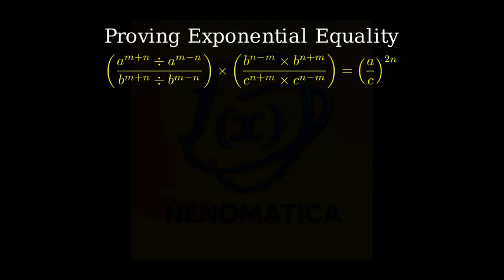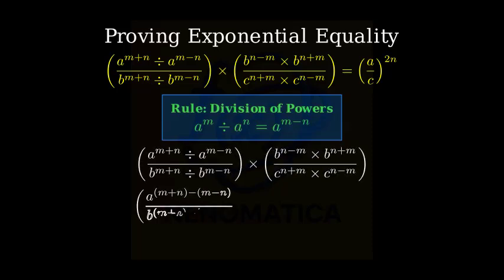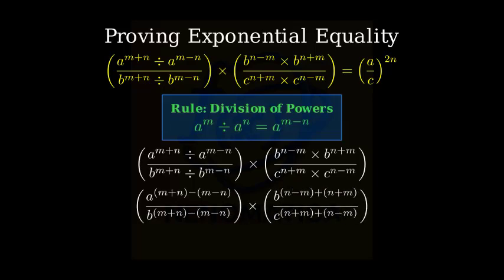Let's start with our problem. We need to prove the following equality. I'll solve this step by step using the properties of exponents. First, let's simplify each of the fractions inside the parentheses by applying the division rule for exponents. Let's begin by simplifying the first fraction. We have a to the power of m plus n divided by a to the power of m minus n. Using the division rule for exponents, we can subtract the exponents. So this becomes a to the power of m plus n minus the quantity m minus n, which simplifies to a to the power of 2n.